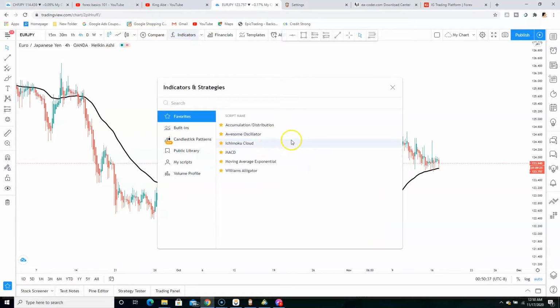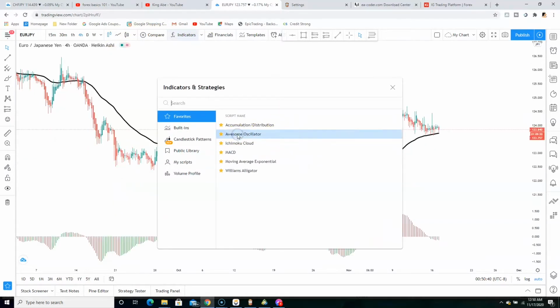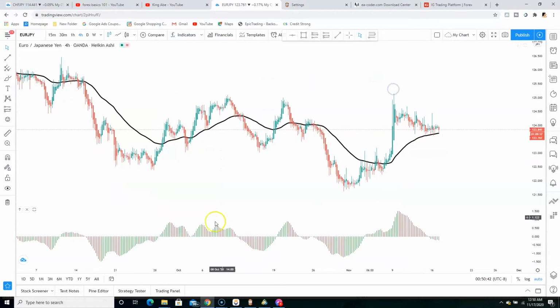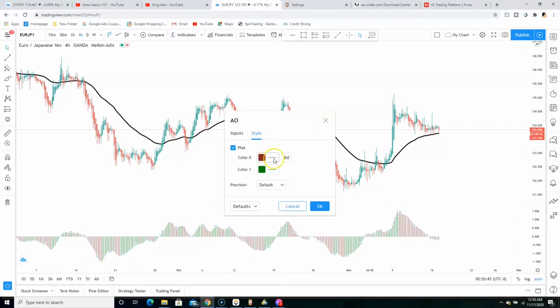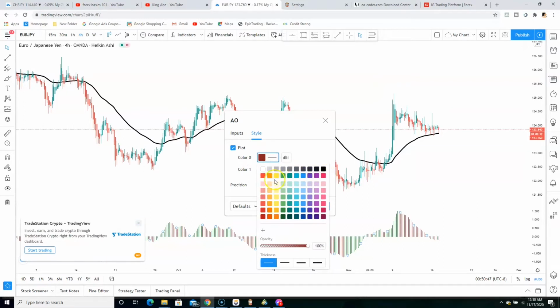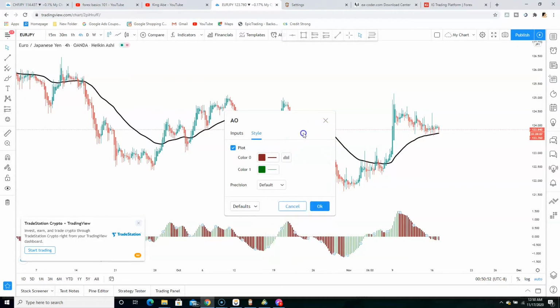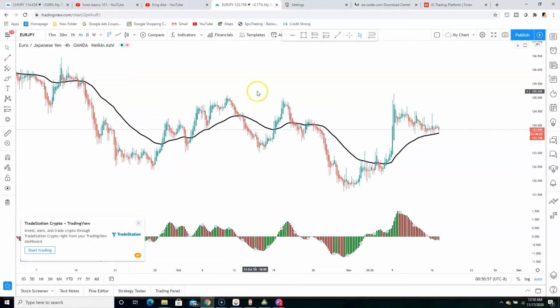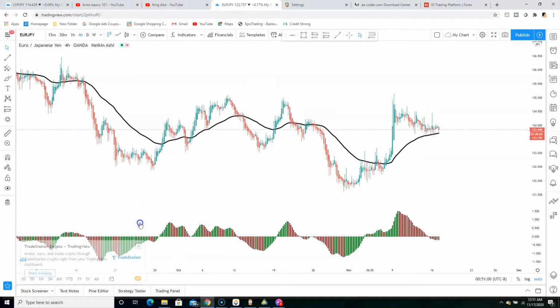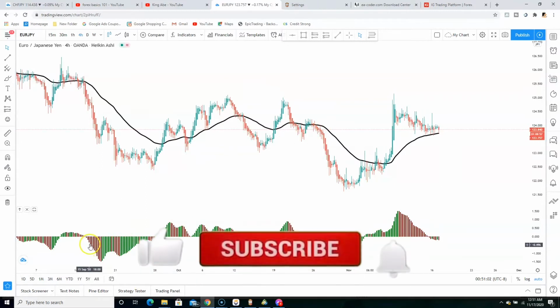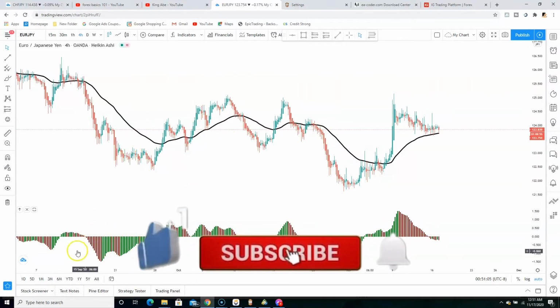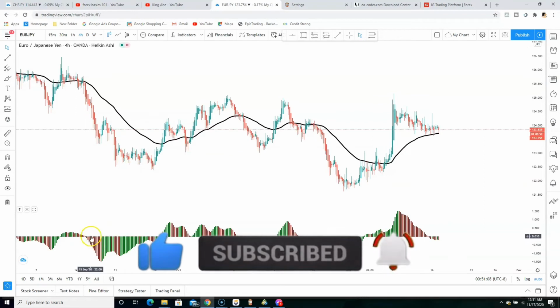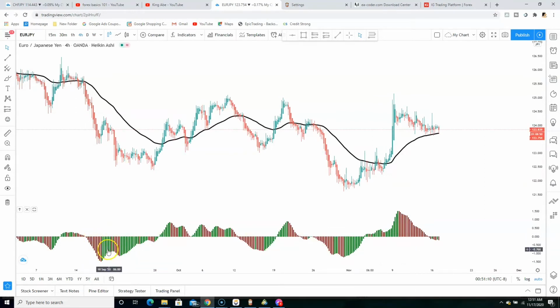This time around, we're gonna add the awesome oscillator. We have that there right now, but I need to change the settings just a little bit. I'm gonna change my thickness so you guys can see it clearly, and I'm done with that. So now, if you look at this, I'm going to explain how you use this. When the histogram is red, it indicates sell, and if it's green, it indicates buy.